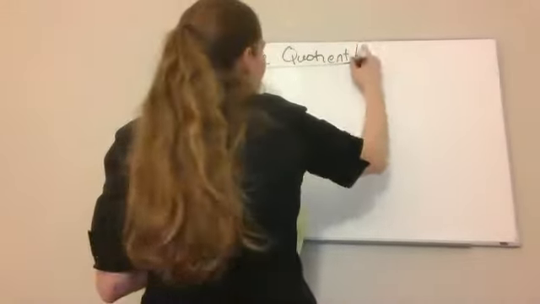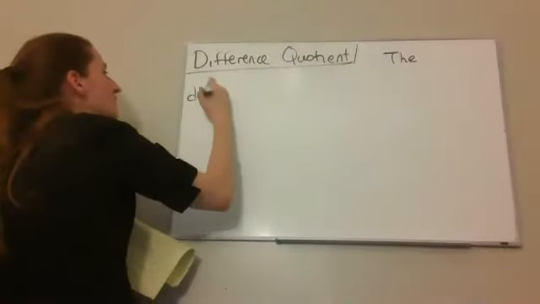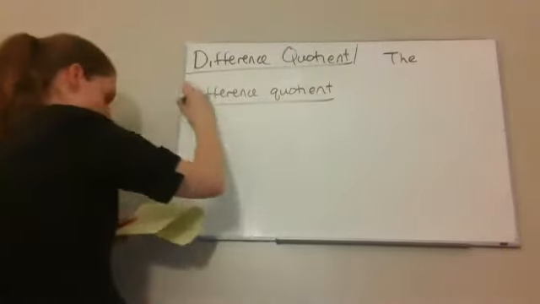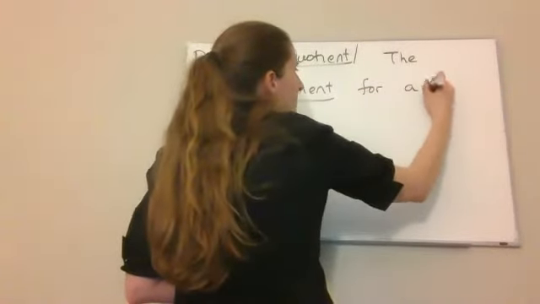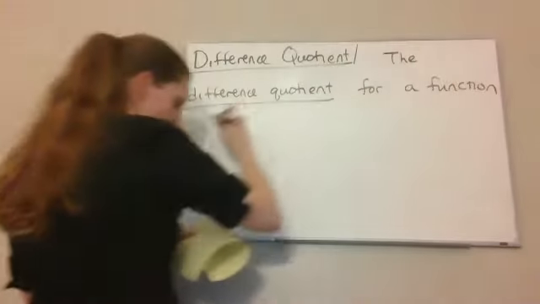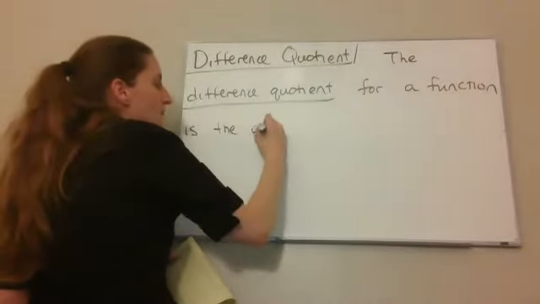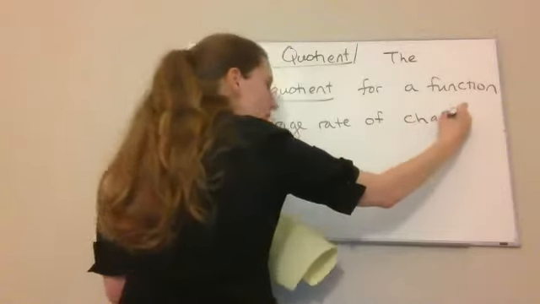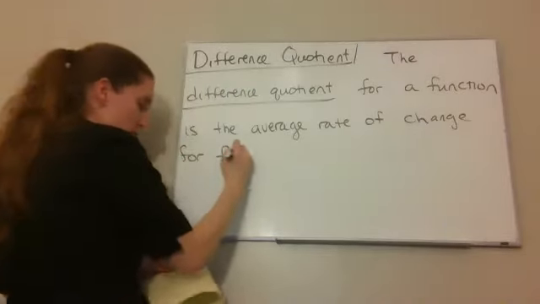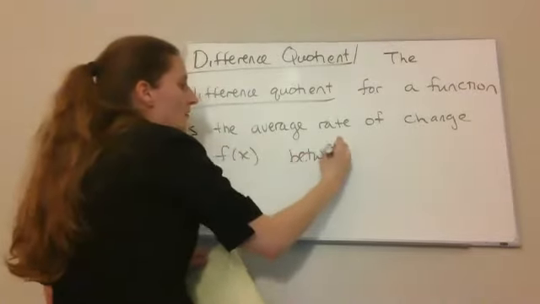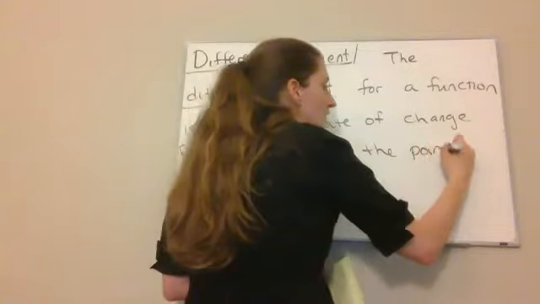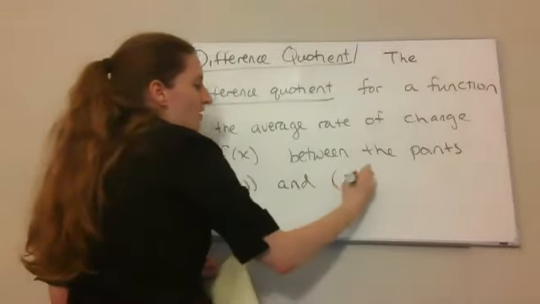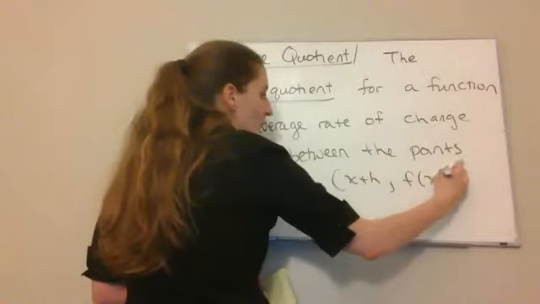So the difference quotient for a function is the average rate of change for the function between the points x, f of x and x plus h, f of x plus h.